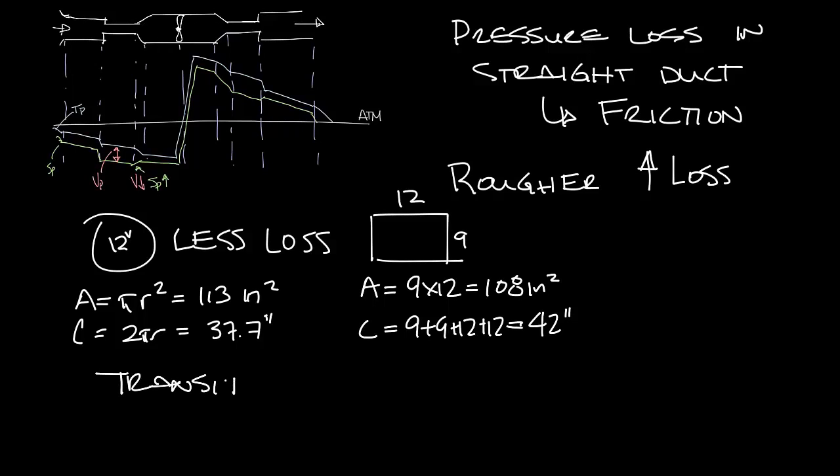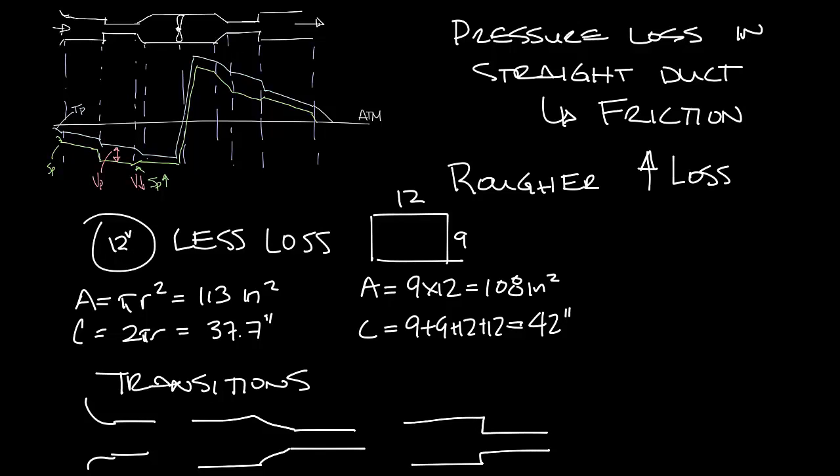Inlet and outlet transitions will affect pressure loss as well. The more gradual the transition, the lower the pressure loss. So a bell mouth is probably the best, and then a slight angle down to the smaller ductwork. And then the worst is going to be just a hard transition from one to the other, and that'll have the highest loss.